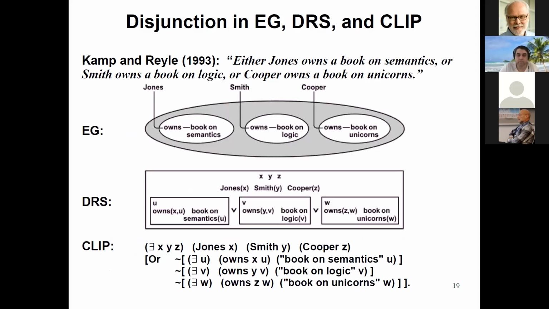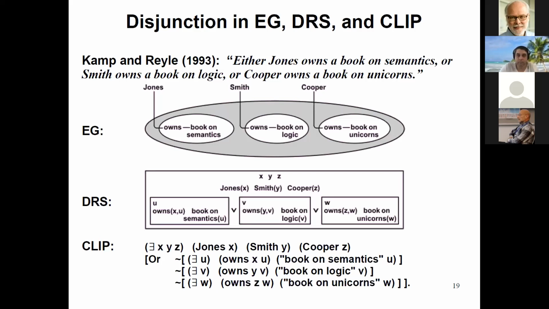Here's another example of disjunction. That's the either-or representation. And this is an example by Kamp and Reyle from their book. Either Jones owns a book on semantics, or Smith owns a book on logic, or Cooper owns a book on unicorns. And there is an example of the existential graph, which has, outside of the oval, Jones, Smith, and Cooper. And then there are three lines that go to the inside. And in this, there are the three alternatives. It says either Jones owns a book on semantics, or Smith owns a book on logic, or Cooper owns a book on unicorns.